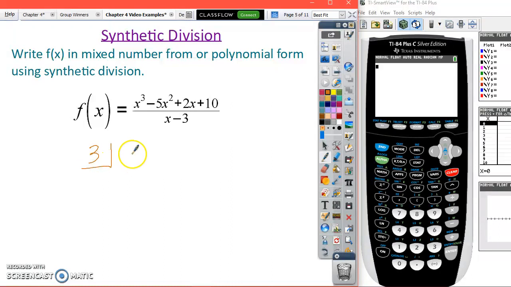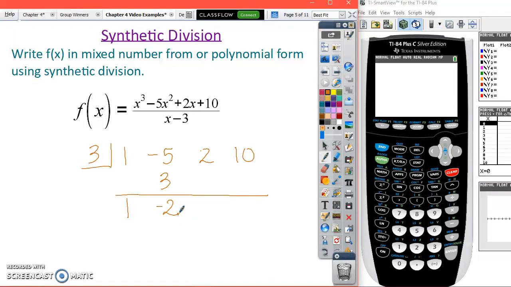Okay, so we'll plug in 3. We're going to use the coefficients of our cubic, so we will have a 1, -5, 2, and 10. Leave a space and draw a bar. From here, bring down the 1. We're going to multiply it by the 3 and place it below the -5. Add to the -5, I will get -2.